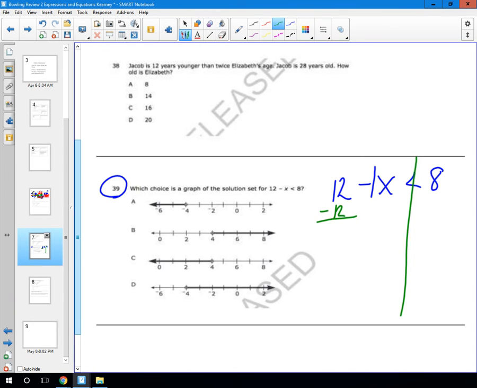And remember, listen to your teachers, listen to your mother. What you do on one side, you do to the other. So if I subtract 12 on one side, I've got to subtract 12 on the other side. So 12 minus 12, I'm done. I still have that minus 1x. I haven't multiplied or divided anything, so I'm just going to keep bringing my sign down.